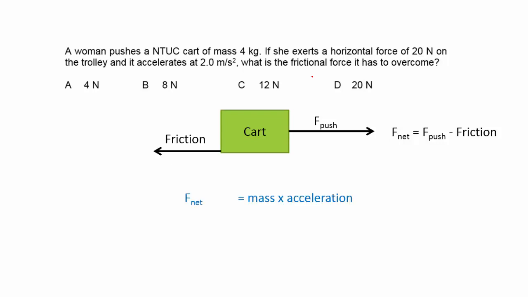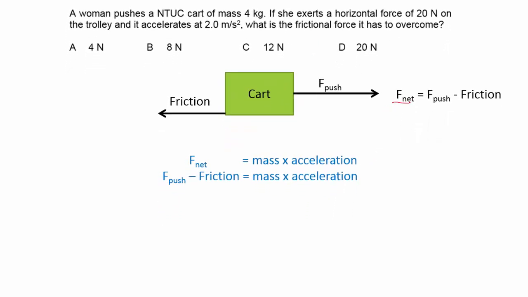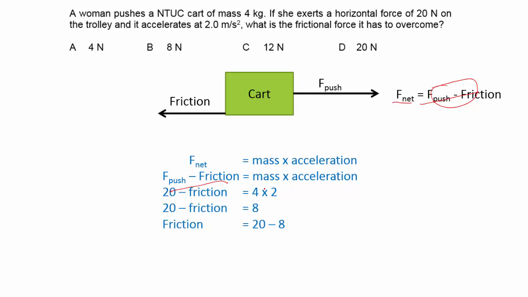And take note that F net in this case of course is push minus the friction. Again, we make use of F equals ma. You find that F net equals mass times acceleration. So it's simply 20, which we know, minus friction, equals 4 multiplied by 2. And by rearranging the equation, we get friction equals 20 minus 8, and you get 12 Newton. So in this case, the answer is also C.